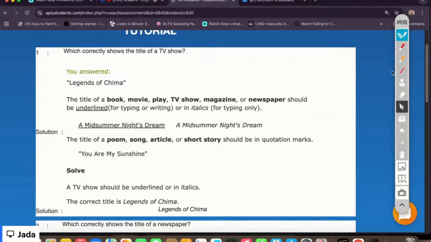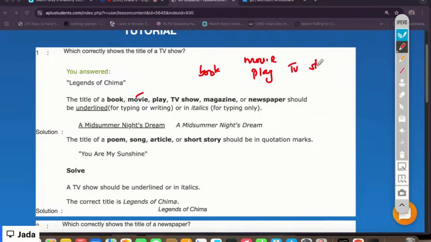All right, so when it comes to formatting titles, the title of a book, movie, play, TV show, magazine, newspaper should be underlined. Okay, so if you have any of these, they should be underlined for writing or for typing, or in italics. So it's either you're underlining them or you're writing them in this format, so in italics. Okay, so the book, movie, play, TV show, newspaper, magazine should be underlined or written in italics.